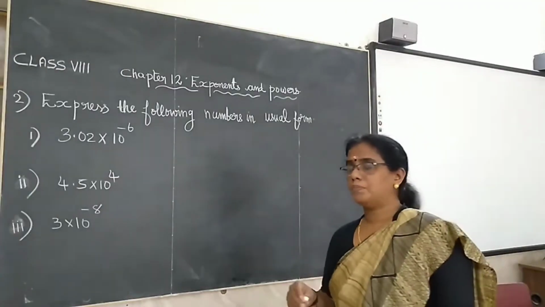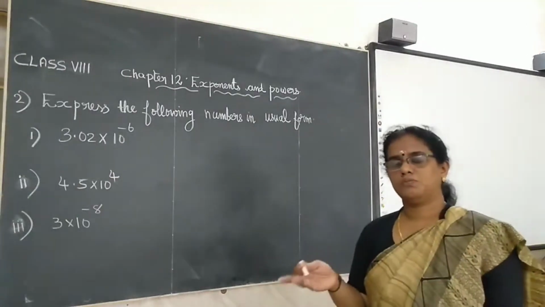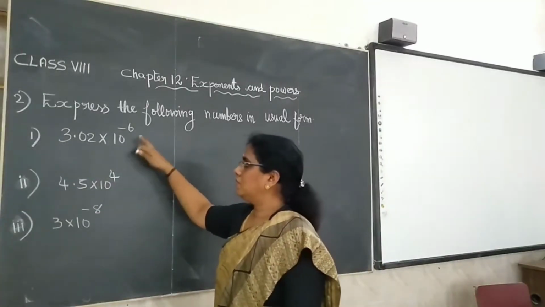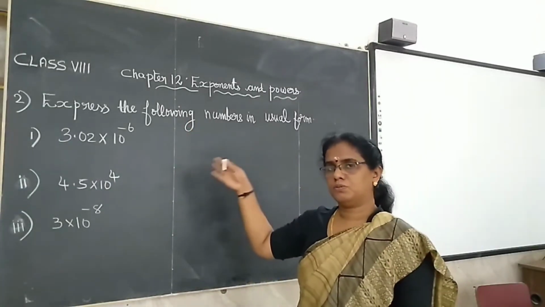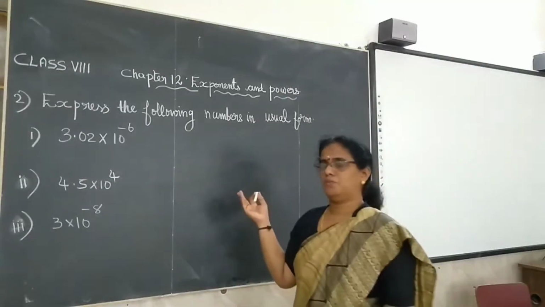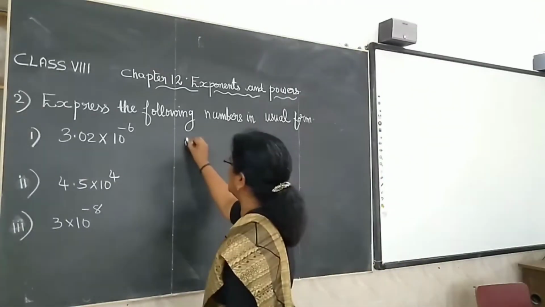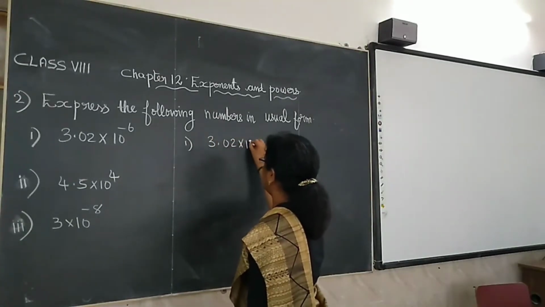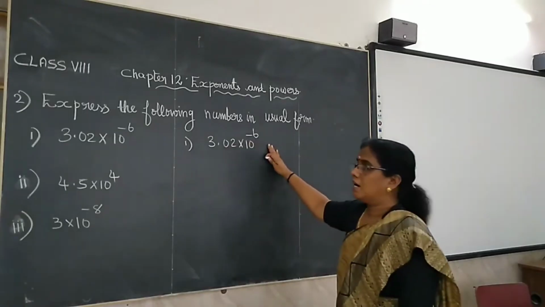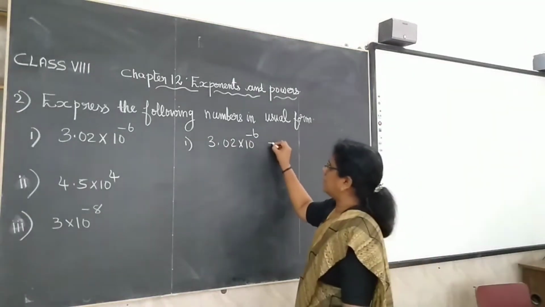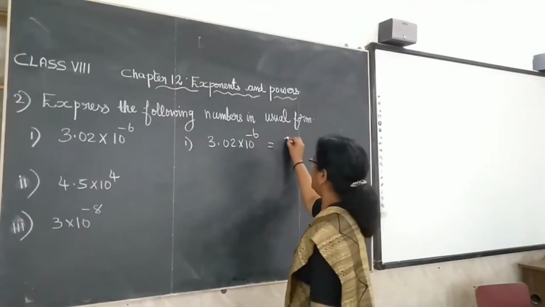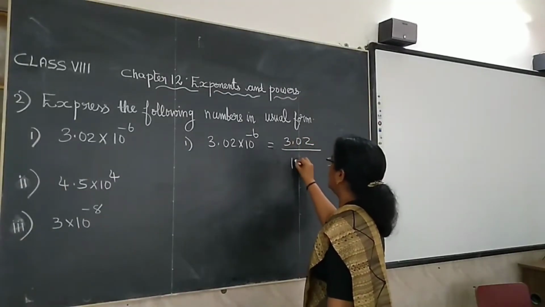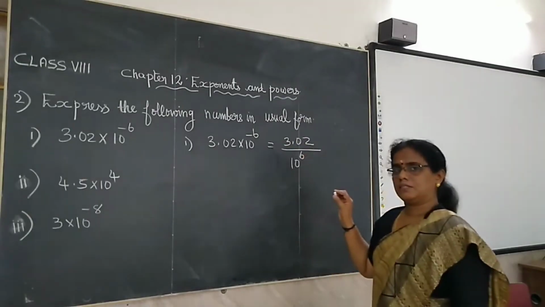Express the following numbers in usual form. Usual form means normal form. Here the given number is in the standard form or exponential form. So we can write the numbers in normal form. First we take the first number, 3.02 multiplied by 10 raised to minus 6. This we can change into a positive power by taking it into the denominator, that is 3.02 divided by 10 raised to 6.